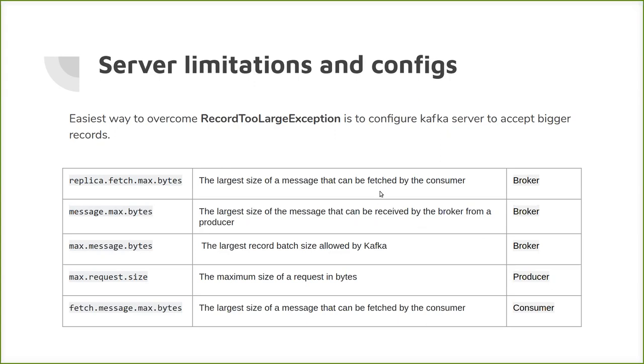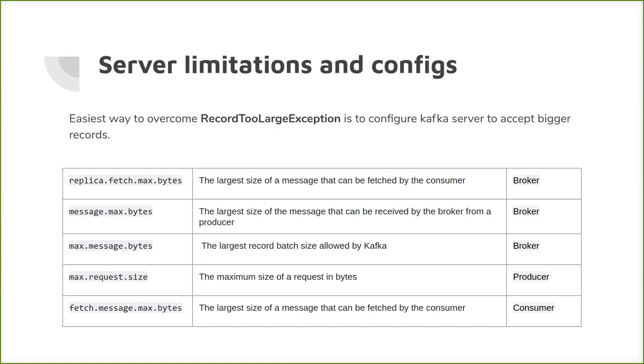First of all, on the Kafka cluster, the Kafka server itself, the broker, we have to set the message max bytes, replica max bytes, and max message bytes. All these three properties allow the Kafka cluster to accept bigger records. And definitely we have to make appropriate changes on the consumer and producer side.